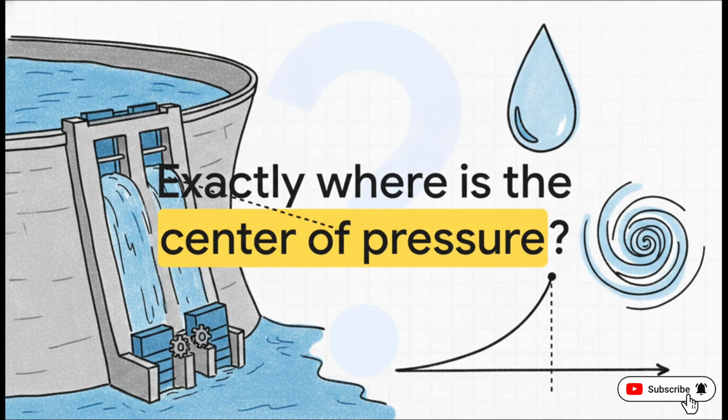Which brings us to the end of our explainer. We've gone from the microscopic zero shear stress of perfectly still water all the way up to massive curving concrete monoliths holding back entire lakes. It is wild stuff. So next time you drive past a dam or happen to see a water gate, I want you to look closely at it and ask yourself exactly where is the center of pressure on that wall.